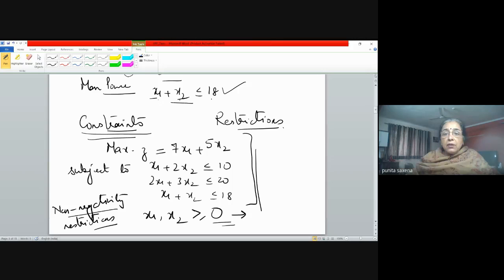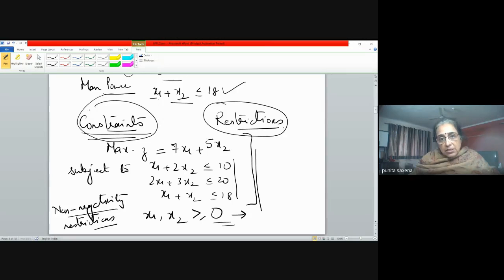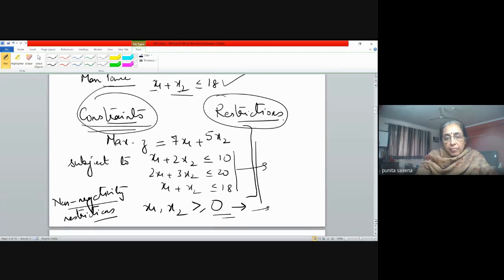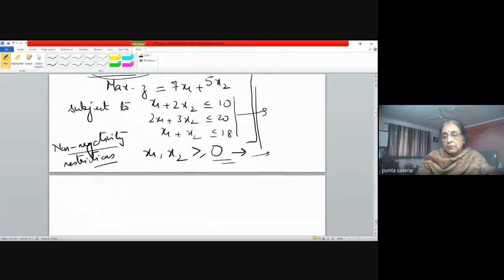So these are the restrictions that we have imposed while solving. That's why they are called restrictions, whereas physical limitations are called constraints, because these are the limitations under which the decision maker is working. And these are the limitations we have imposed in order to simplify the procedure of finding a solution. That's why we call them restrictions and we call these constraints. Is this clear?